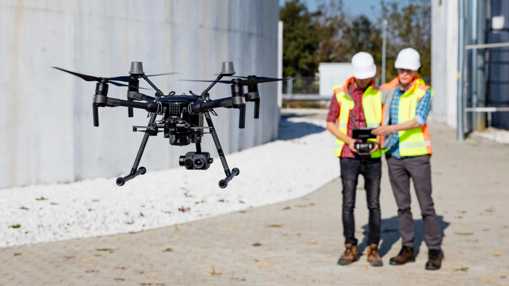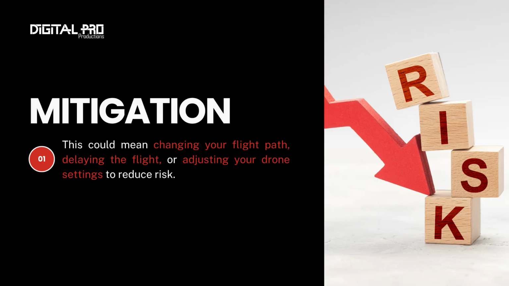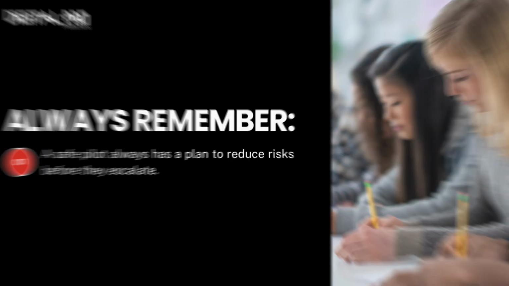Next, let's talk about hazard identification and mitigation. Hazards can be anything from obstacles, poor weather, or technical malfunctions to fatigue and stress. Once hazards are identified, mitigation is the next step. This could mean changing your flight path, delaying the flight, or adjusting your drone settings to reduce risk. Remember, a safe pilot always has a plan to reduce risks before they escalate.